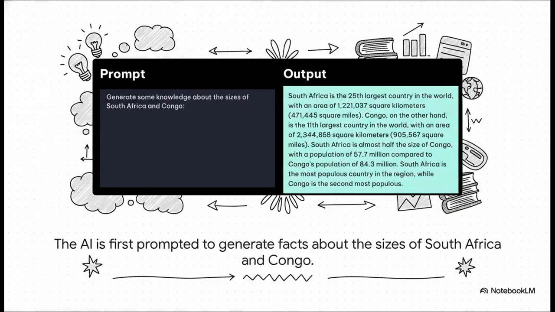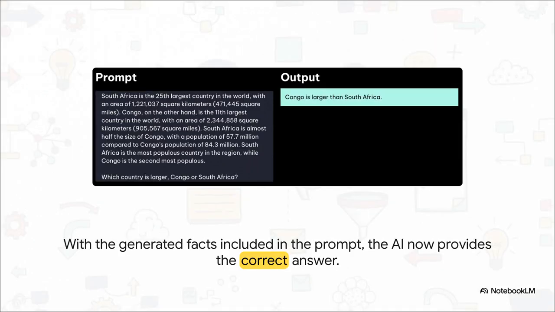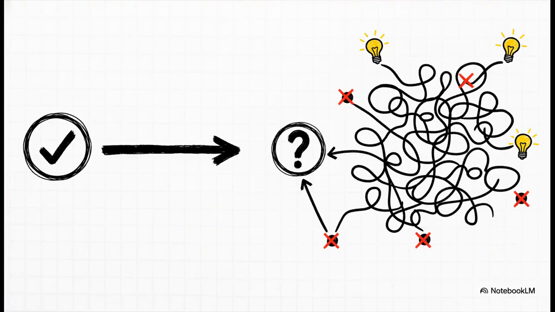So let's try our question again, but this time with a twist. We first ask, generate some knowledge about the sizes of South Africa and Congo. And look what we get. The actual land areas, world rankings, all the raw data we could possibly need. It's all laid out right there. And now here comes the magic. We take those facts it just gave us, feed them right back into a new prompt, and ask our original question one more time. And with that context, boom, it easily gets it right. Congo is larger than South Africa. Problem solved.